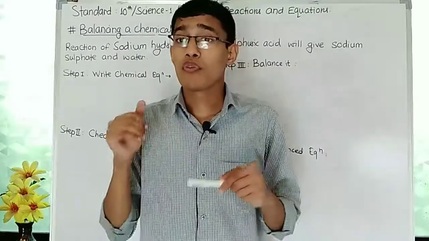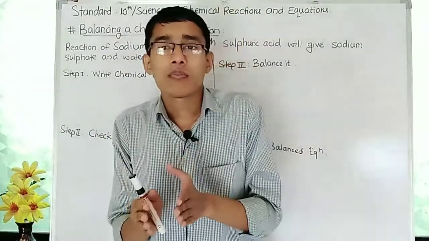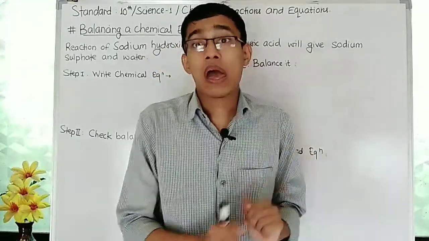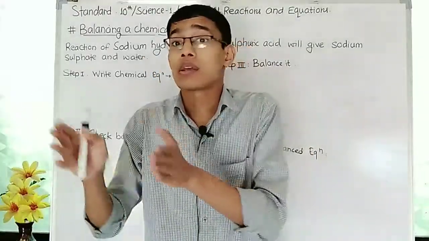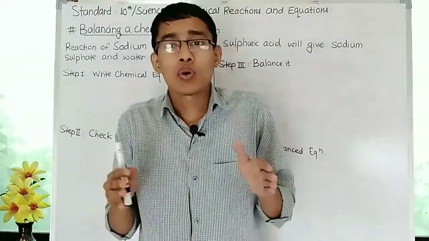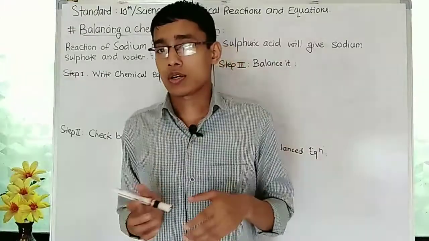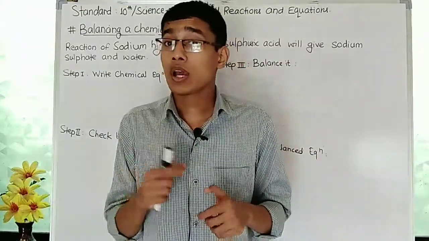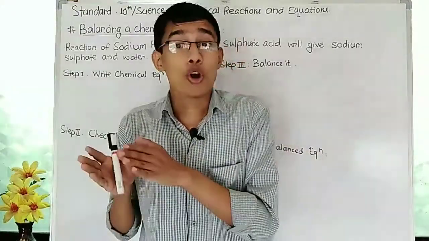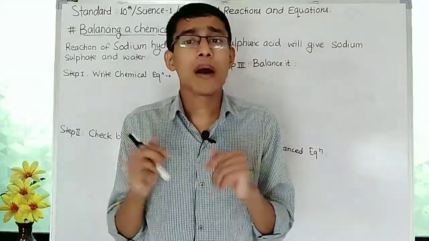Now before going to balance the equation, let us see what is meant by a balanced equation and what is meant by an unbalanced equation. So we know that in a chemical equation we have reactants and products, and the chemical composition of the product is not similar to that of the reactant. So what is a balanced equation?